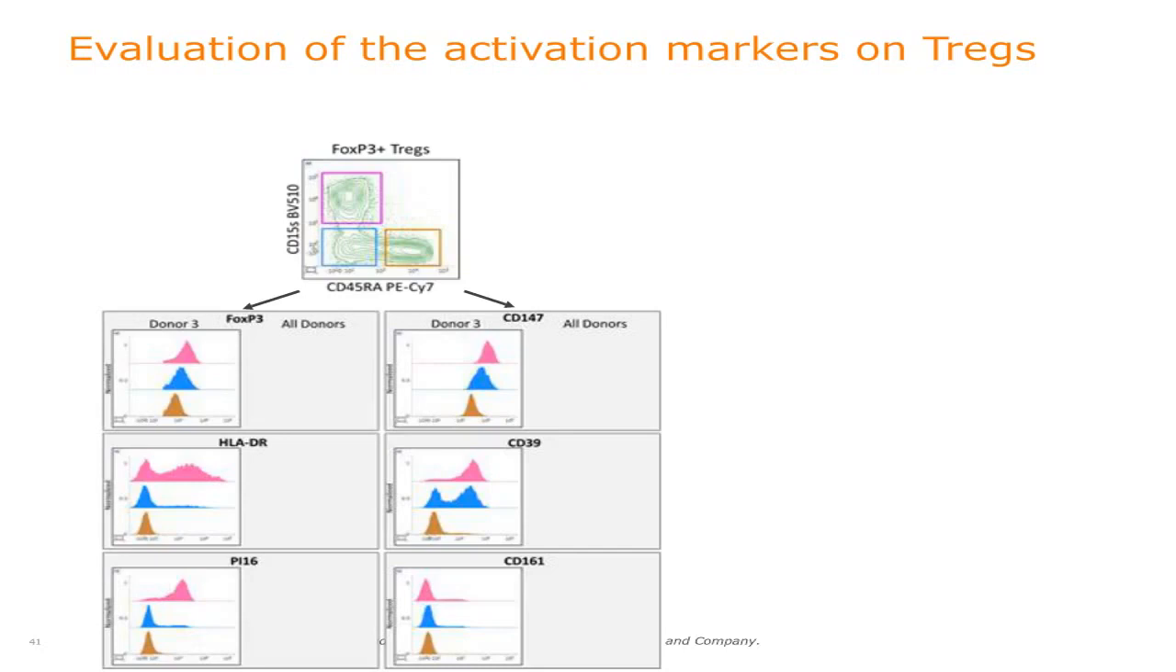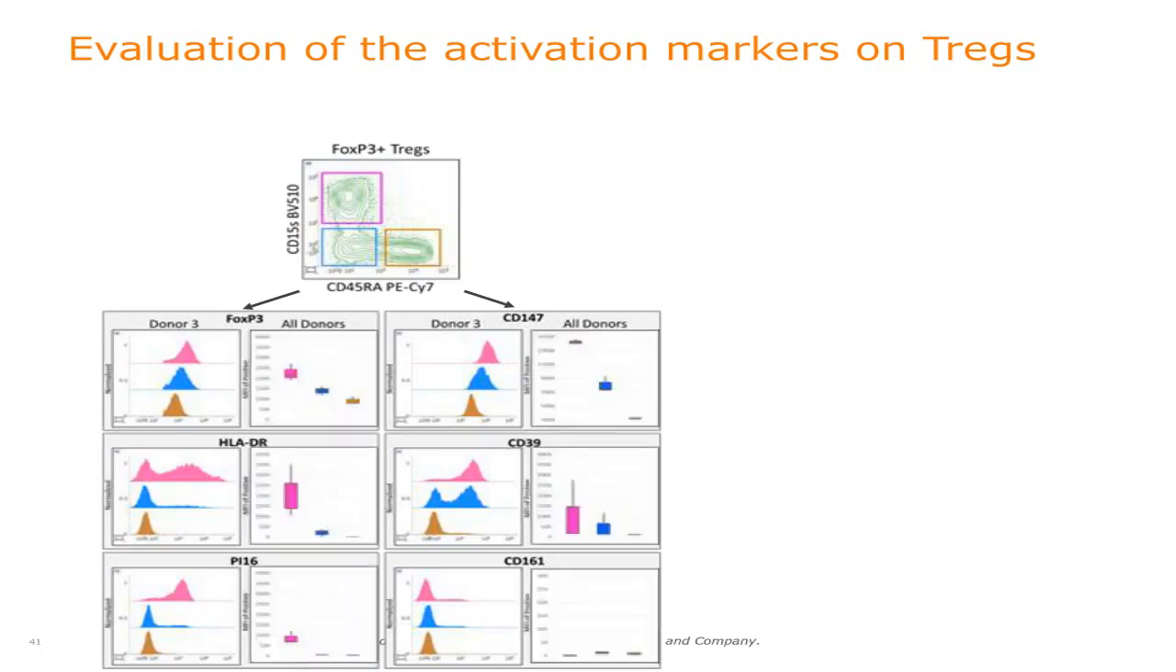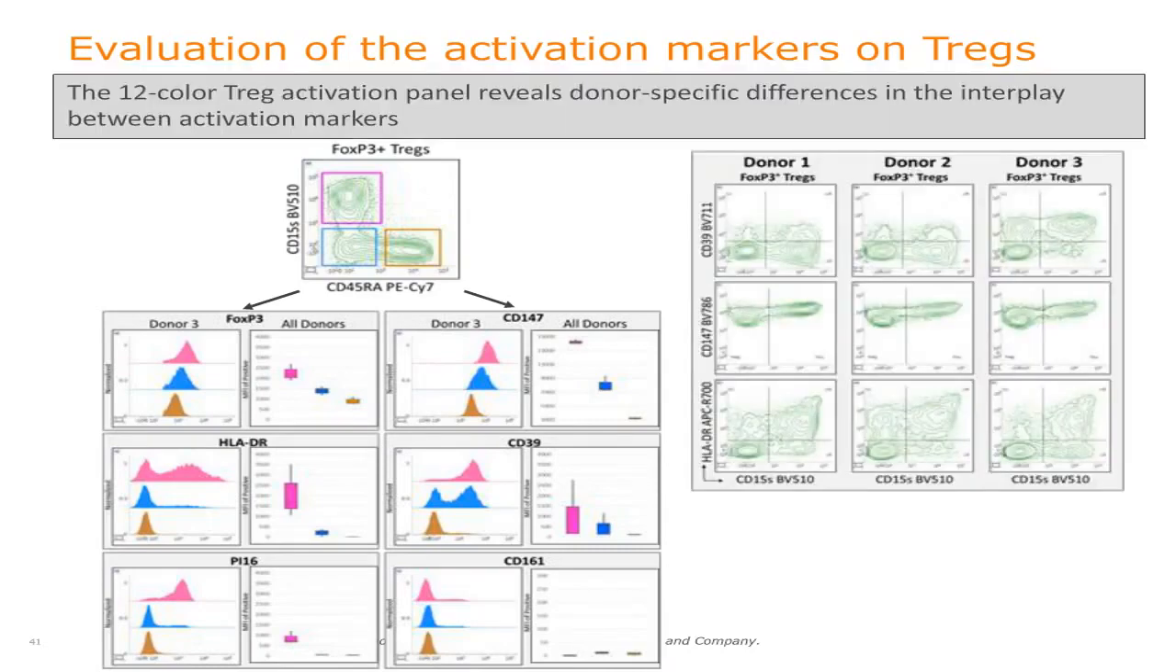Now we can go ahead and look at pools of donors where we did this with 3 different donors, and we can see that FOXP3 expression is rather consistent across a large number of donors. However, we can look at other markers that seem quite variable across donors. For example, HLA-DR within our CD15S positive population is quite variable. And the same could be said about CD39.